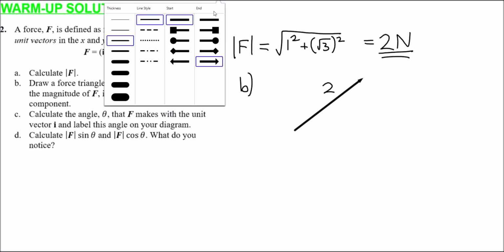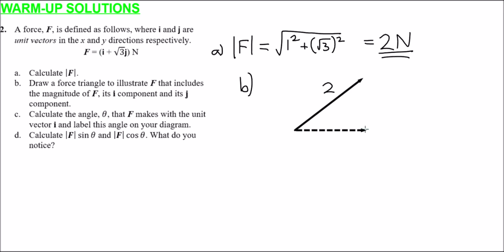And going along, I'm going to do in a dotted line, is the i component, which was precisely 1, and going up was the j component, which was root 3. So 1 along and root 3 up. That's just a simple triangle diagram illustrating F. F is magnitude 2 newtons, and its i and j components are as such: 1i along and root 3j going up.